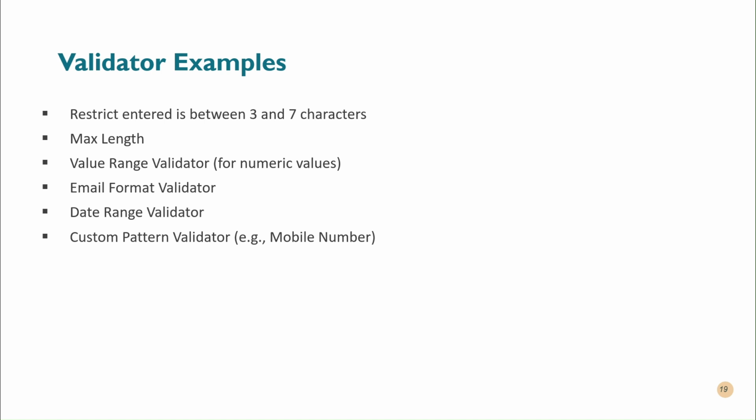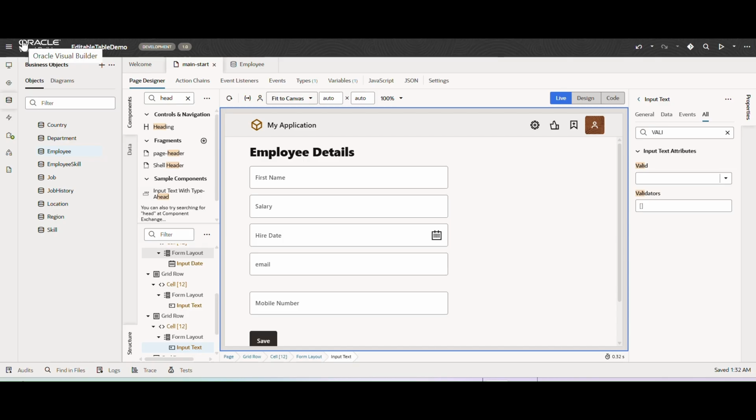Similarly, we can give a value range validator for numeric values. And when you are entering an email, it should be in proper format, right? In that case, we validate the email, so for an email text field, we have to apply the email format validator. Similarly, we can apply a date range validator and mobile number validation. These are the different kinds of validators we are going to apply.